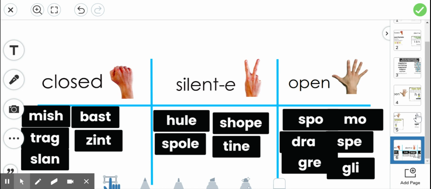Awesome. So when you get back into Seesaw, you're going to do an activity just like this one. You are going to have some silly words that you are going to sort by whether they are closed, silent E, or open syllables. Then you're going to try reading them all, and you can use the microphone to record yourself reading it to me.